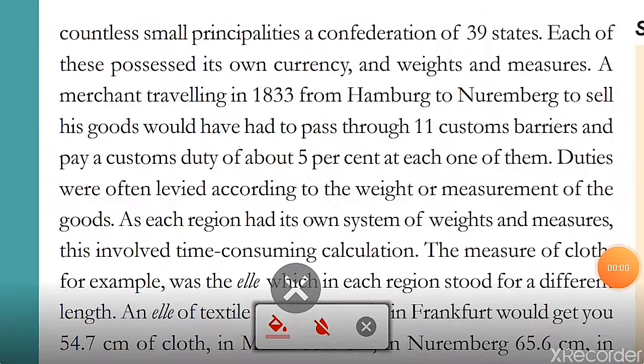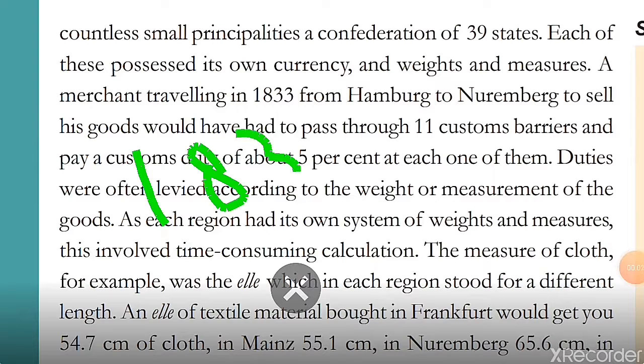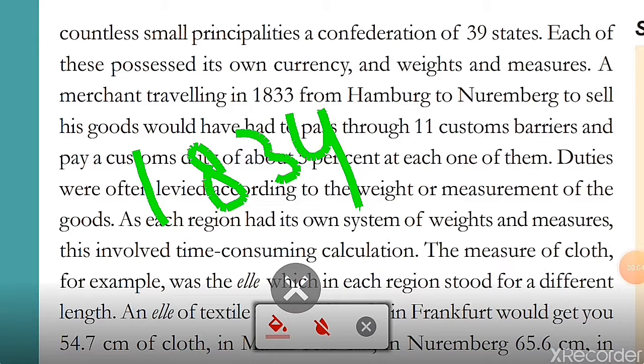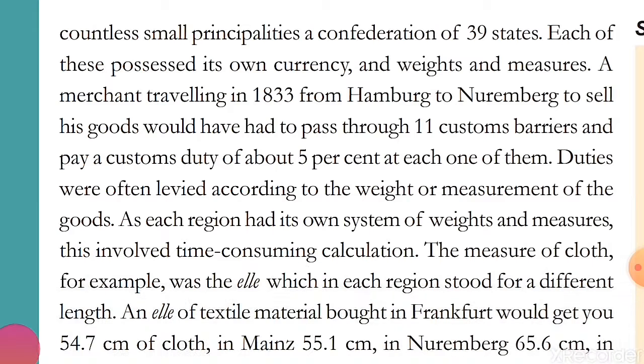In 1834, a customs union or Zollverein was formed at the initiative of Prussia and joined by most of the German states. The union abolished tariff barriers and reduced the number of currencies from over 30 to 2. Railways also developed in the country and allowed people to move around.